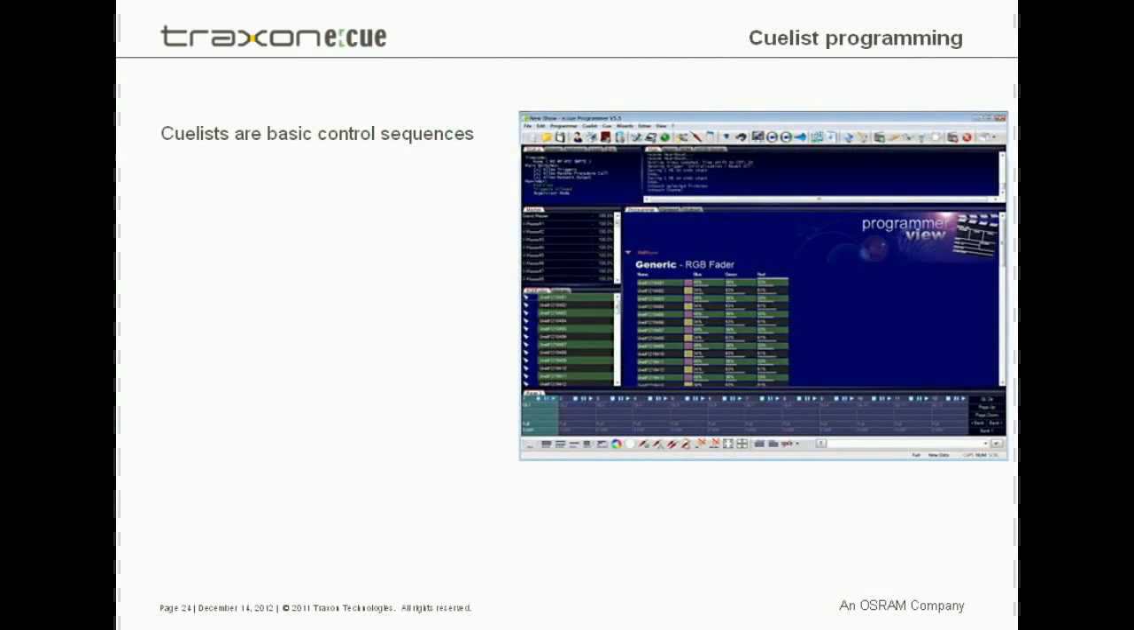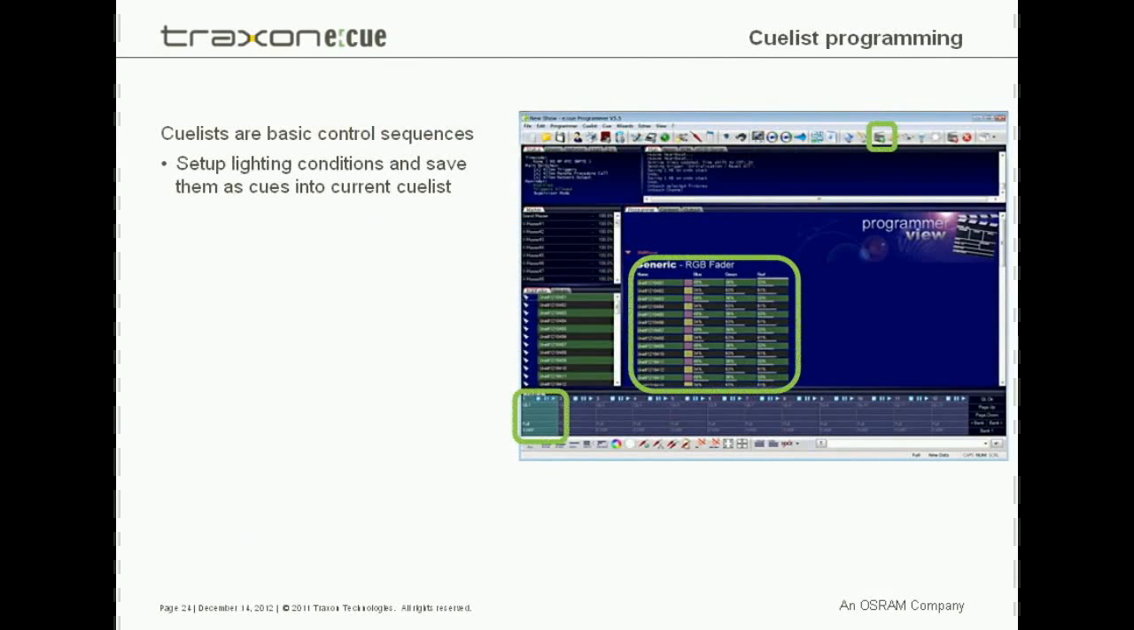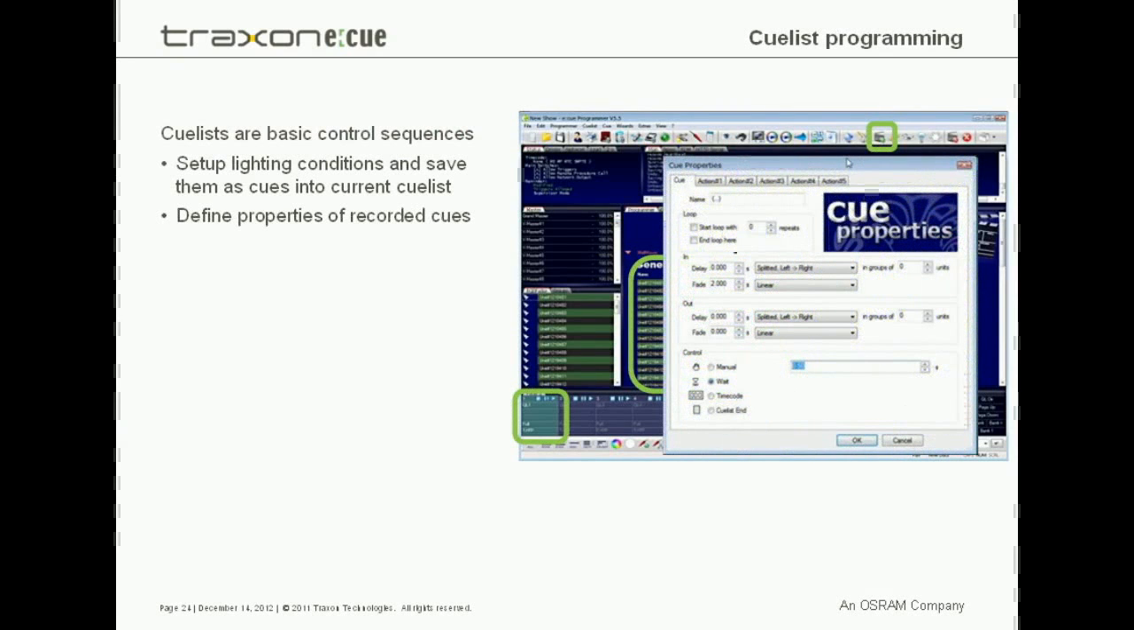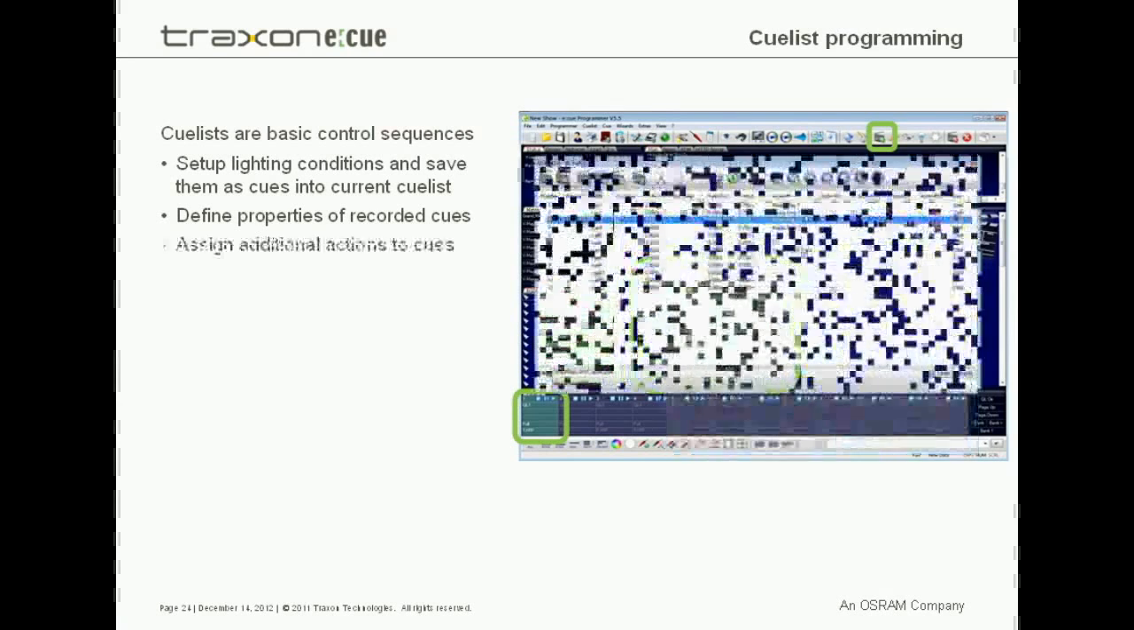So cue lists are a very basic control sequence type, and they have a very long history. So setting up the light conditions and saving them into a cue creates cue lists. You can define the properties of the recorded cues, for example, how fast they get faded in or faded out, or you can define if they are displayed in a time frame automatic manner or if the change of cues is triggered by external sources.